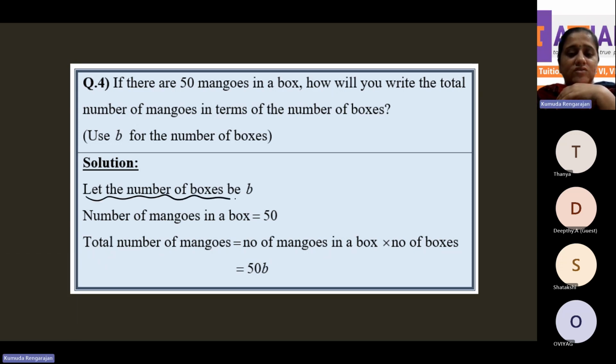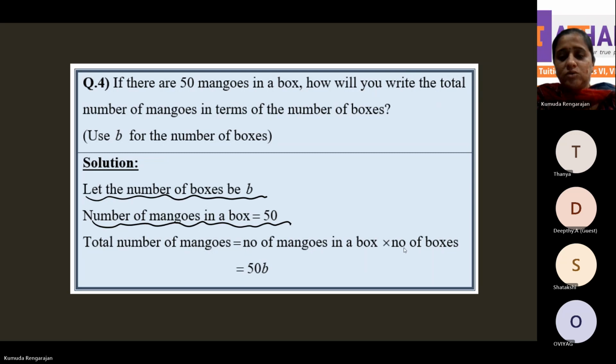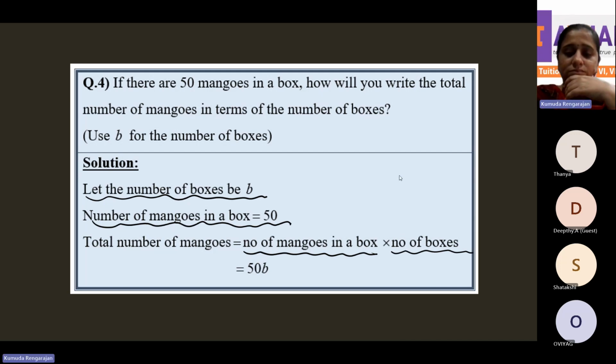So let the number of boxes be B. Number of mangoes in a box is 50. So total number of mangoes will be number of mangoes in a box into the number of boxes. So 50 into B, which is 50B.